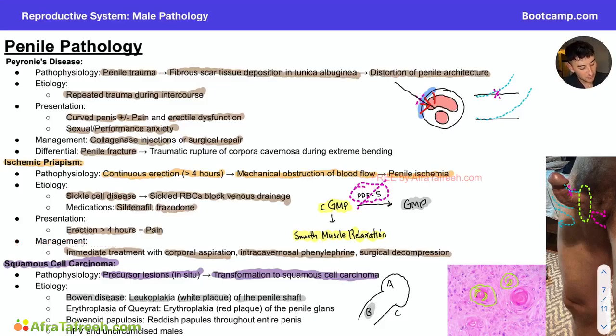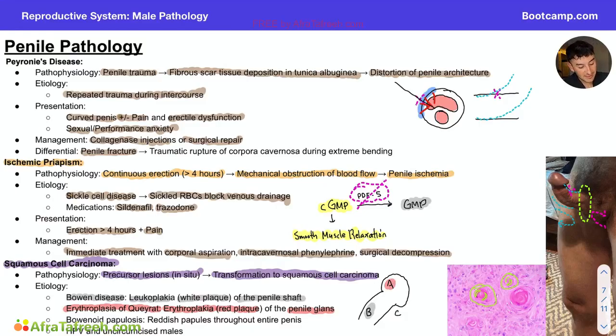Now let's talk about the next one, which is going to be erythroplasia of Queyrat, which is going to be an erythroplakia, aka a red plaque, and this is going to be on the penile glans. So I'm going to put A here as this red plaque, and this is erythroplasia of Queyrat, and we expect to find this on the glans or the head of the penis.